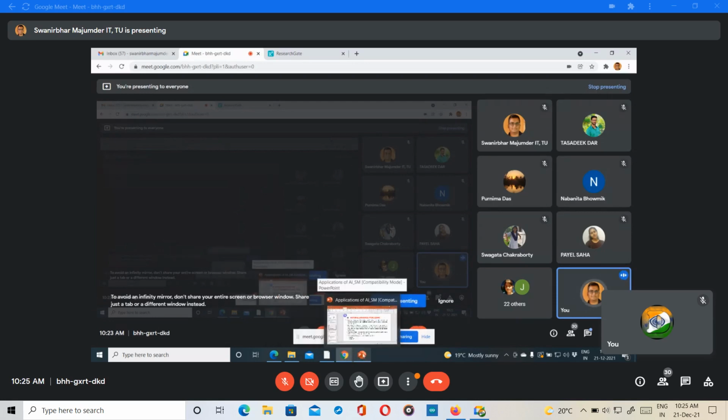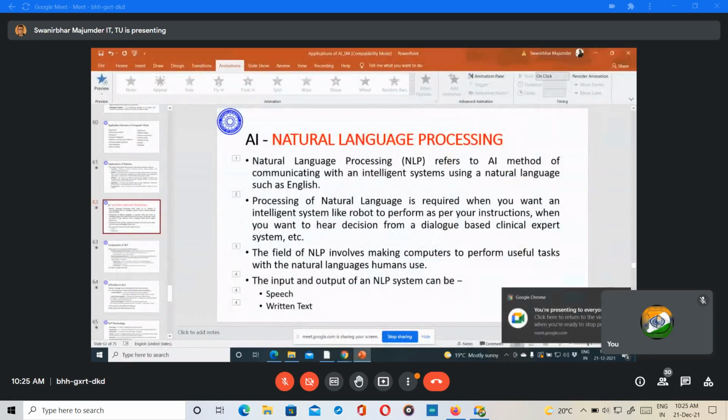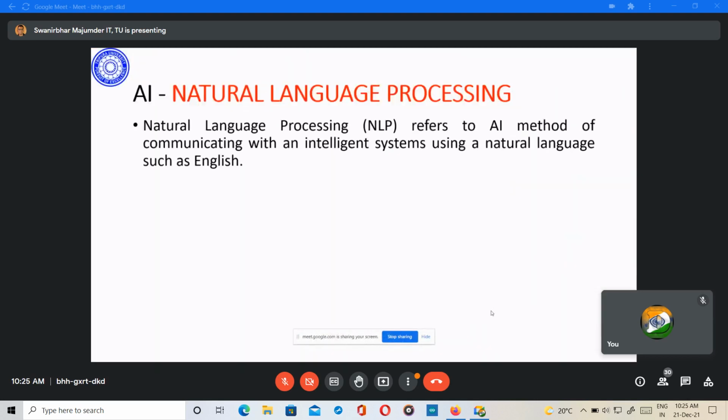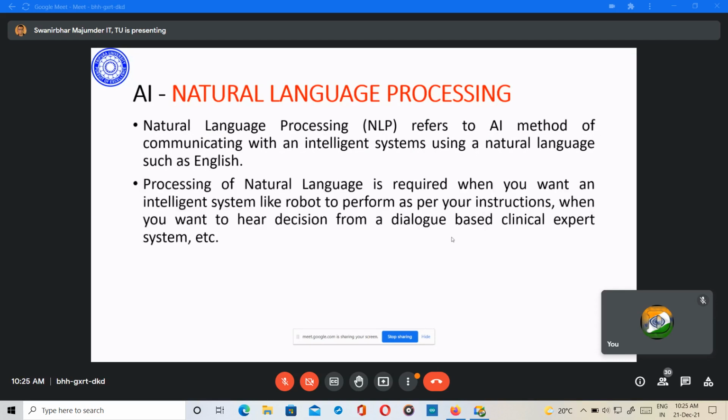Starting, just to give you a glimpse, I'm sharing my screen. Natural language processing refers to the artificial intelligence method where you are communicating with intelligent systems using natural language. It may be English or any other language. So you want an intelligent system, like in the last class we discussed robots. You want the robots to listen to your command, or you are nowadays using Alexa and other things, and in Google you're speaking.